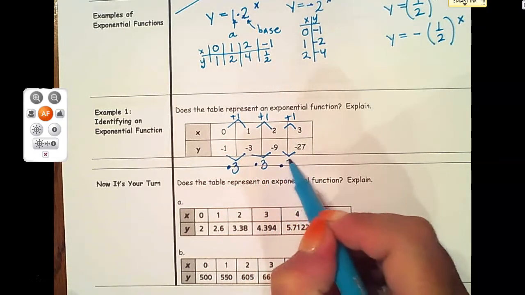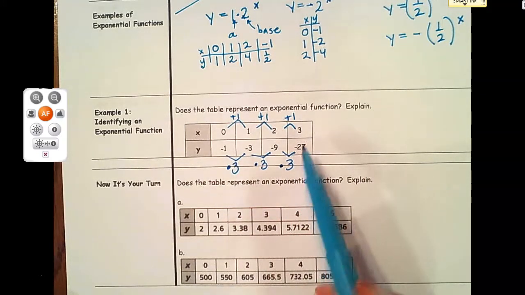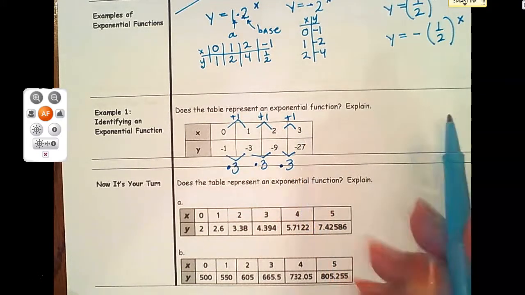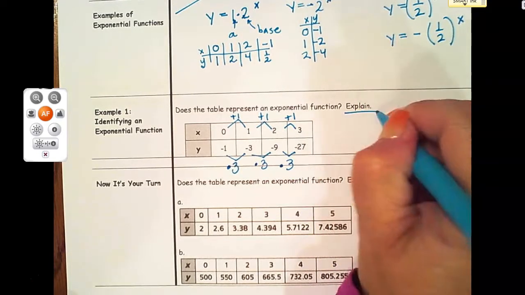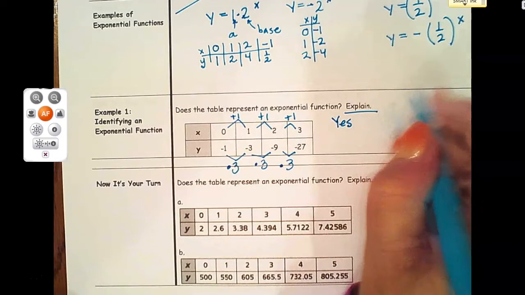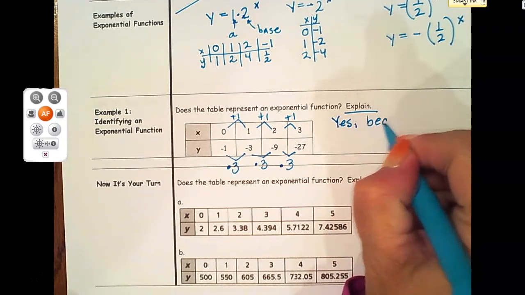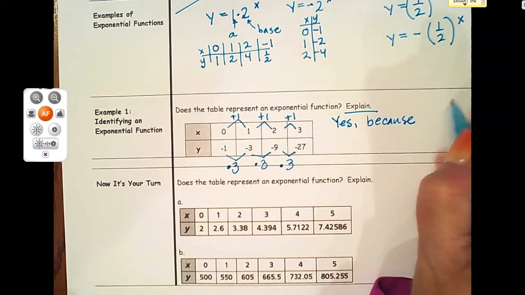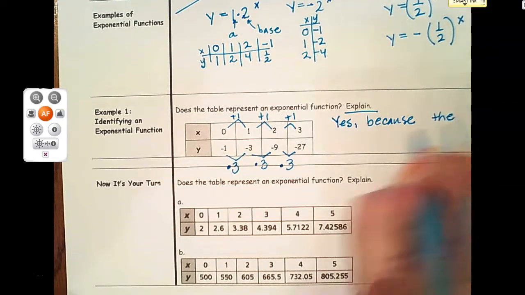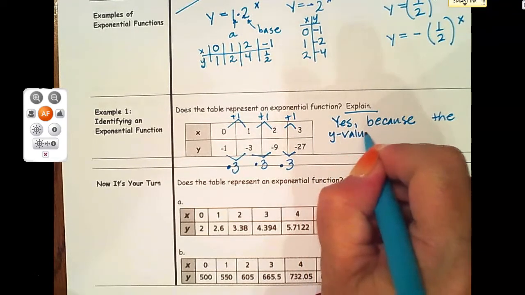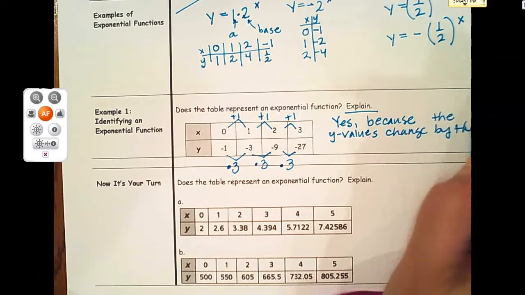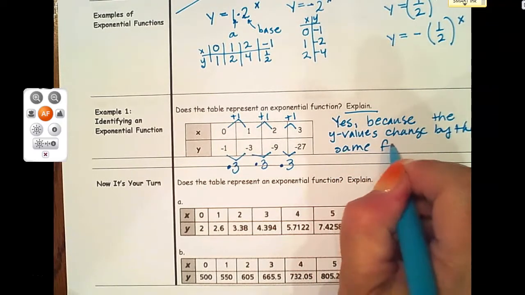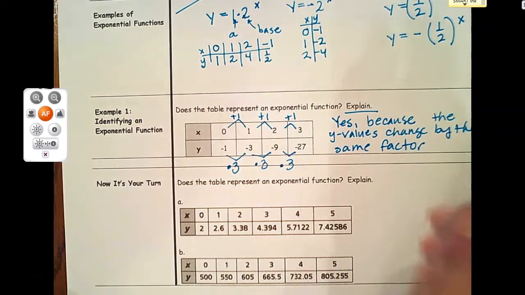-9 times 3 is -27. So when they have this same factor every time, that means you're dealing with an exponential function. So let me answer this and explain. Yes, they are exponential because the y values change by the same factor every time. We call that a common factor.